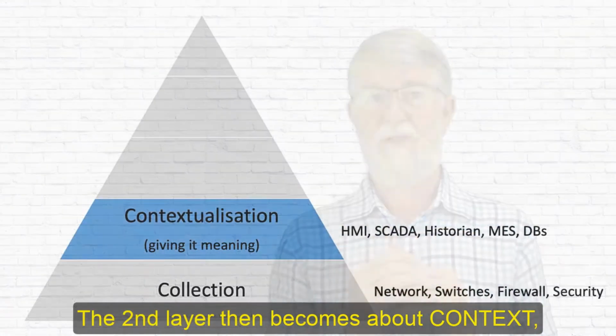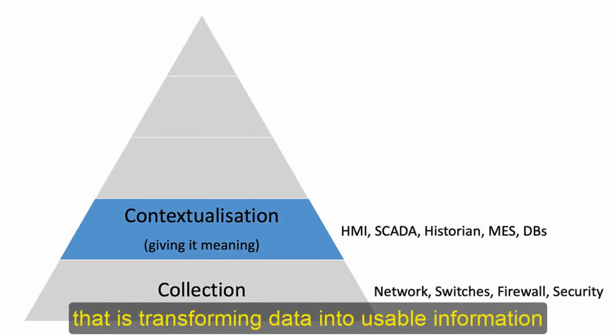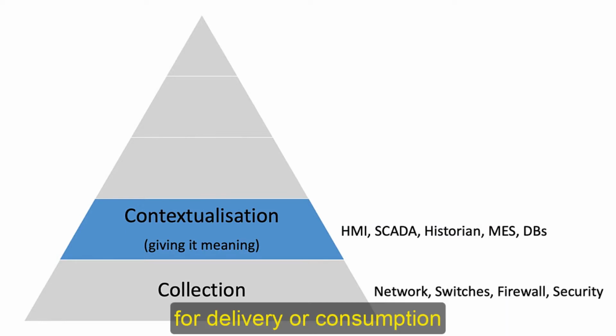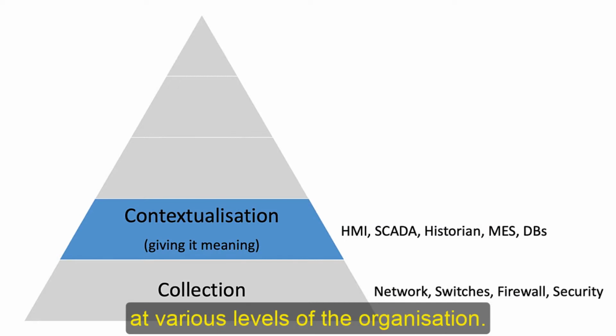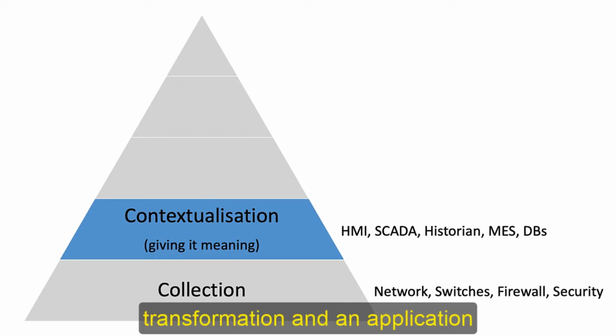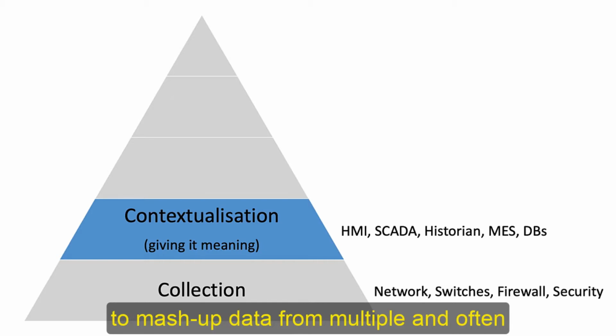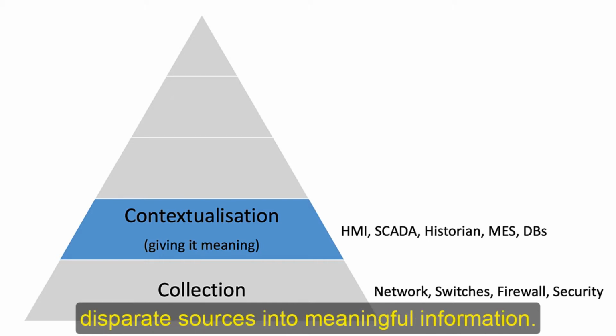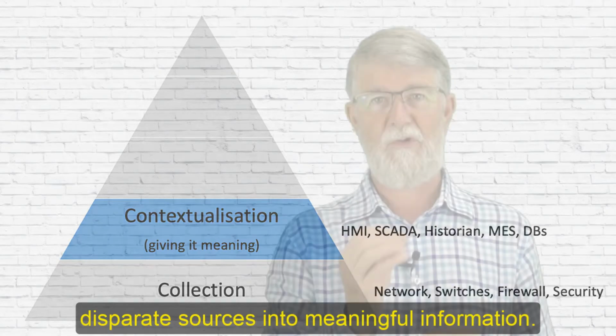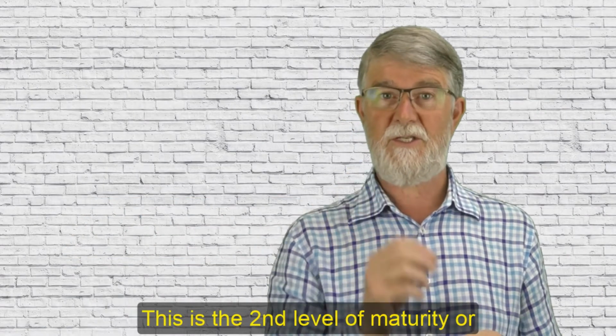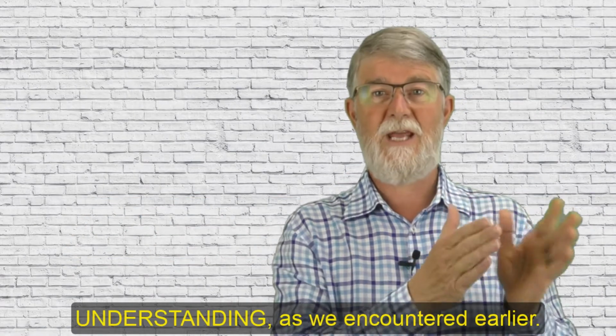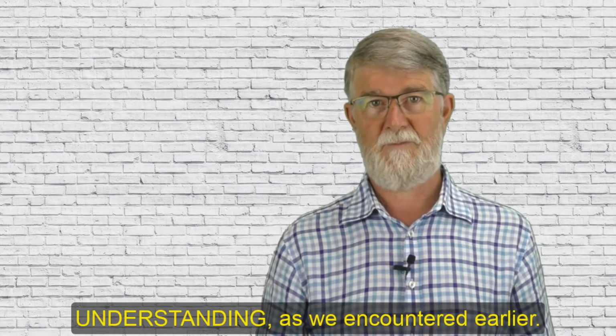The second layer then becomes about context, that is, transforming data into usable information for delivery or consumption at various levels of the organisation. This typically requires some type of transformation and an application to mash up data from multiple and often disparate sources into meaningful information. This is the second level of maturity or understanding, as we encountered earlier.